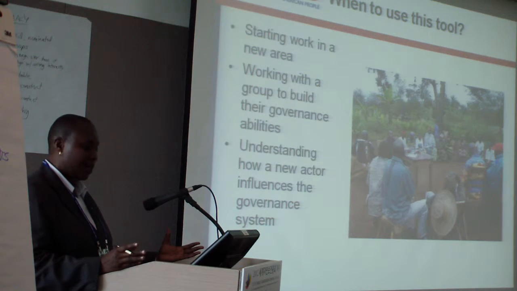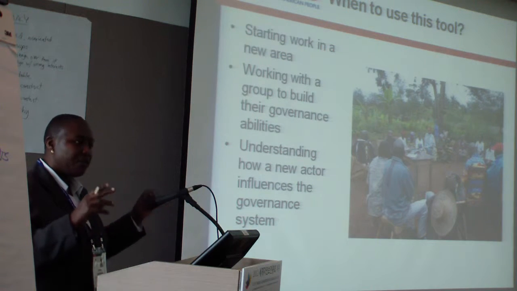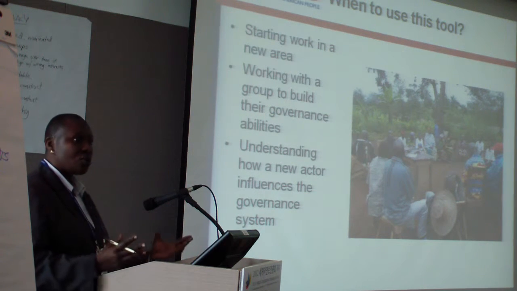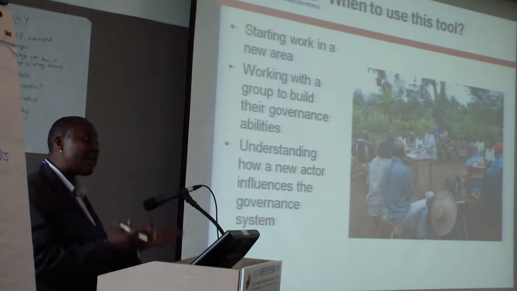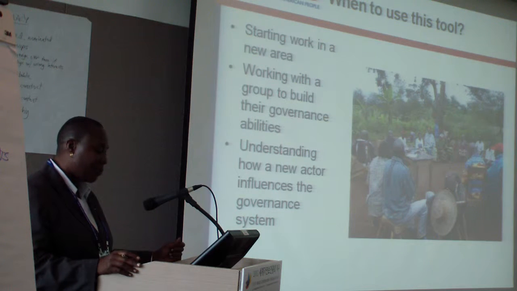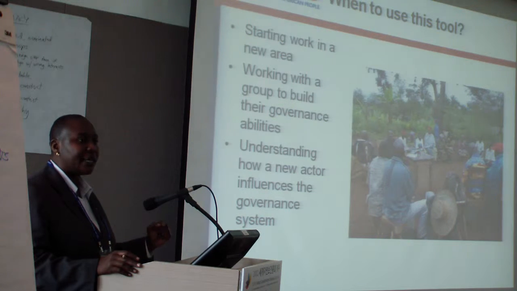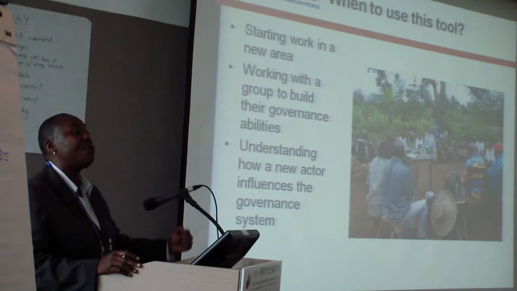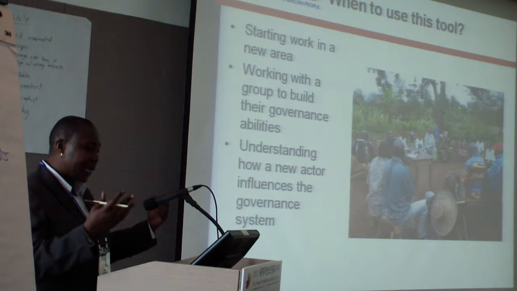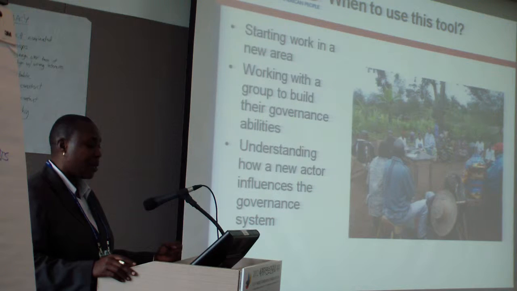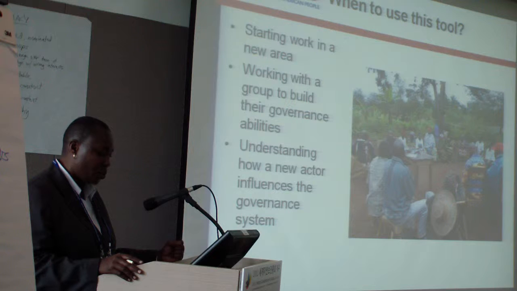And as Paul said, or I think it was David, you don't have to have a tool that is very, very expensive or that will cost you so much. You just make it as simple as possible, and then you're able to take it back to the communities to test it over time. And the last point is you use it to get an understanding of the new actors that can influence the governance system within the landscape. So basically, those are the 3 points that we came up with, and we thought that would help us get an understanding of when exactly to use the tools.